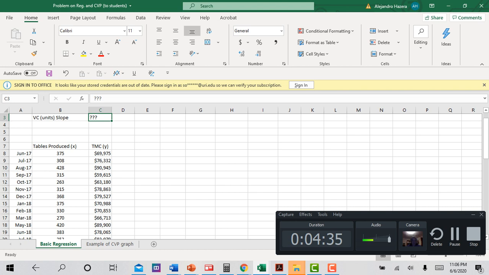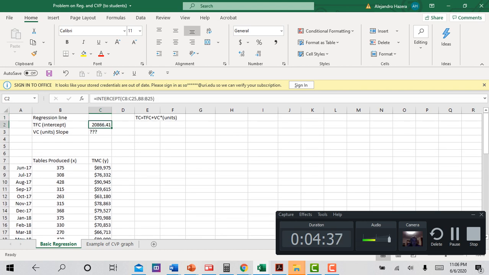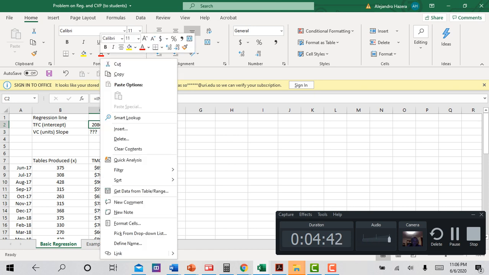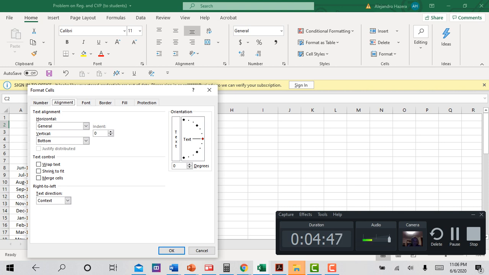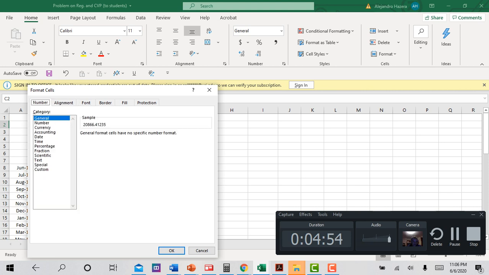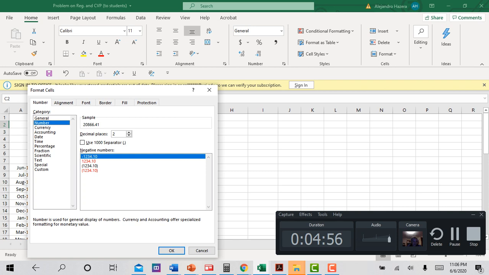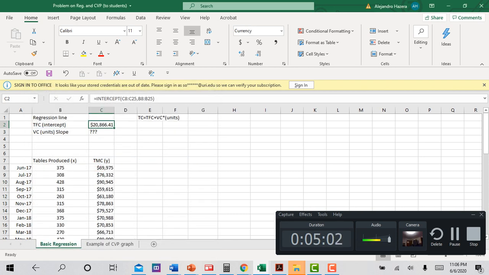Okay, so our intercept should be 20,000. I'm going to change this too. So our total fixed costs are equal to, I'm going to format these cells so they're dollars. There it is. Okay, so our total fixed costs are going to be in dollars here: $20,866 total fixed costs. Okay, now, and we'll actually do this in a second.